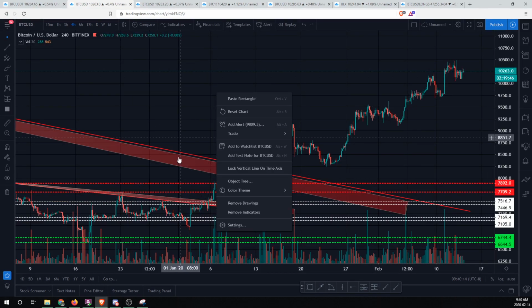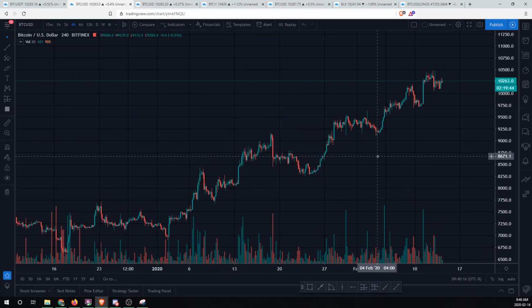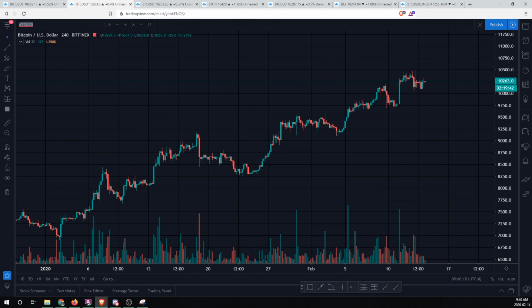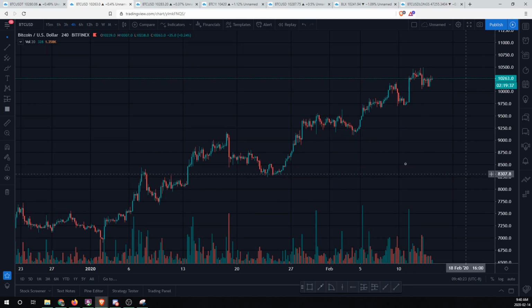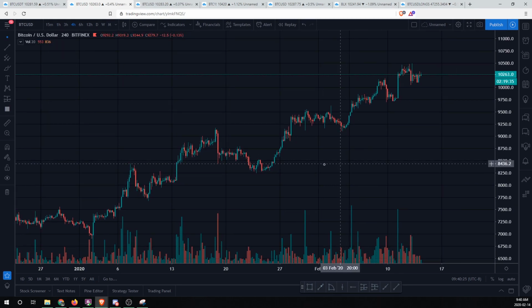So we can remove all the drawings there. We don't really need any of that. And this is on Bitfinex. I like Bitfinex on this 4-hour. I do Bitfinex on 4-hour and then Binance on the hour, because I'll be executing off the Binance exchange.